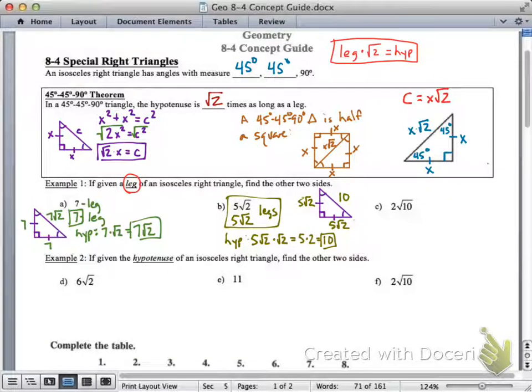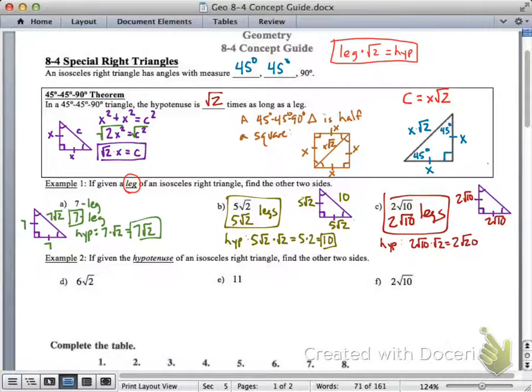So 10, if the leg is 5 square root of 2, the hypotenuse is 10 of an isosceles right triangle. What if it looks like this? If 2 square root of 10 is the leg, how do you find the hypotenuse? The pattern is you multiply by the square root of 2. What's 2 square root of 10 times the square root of 2? That's 2 times the square root of 20.